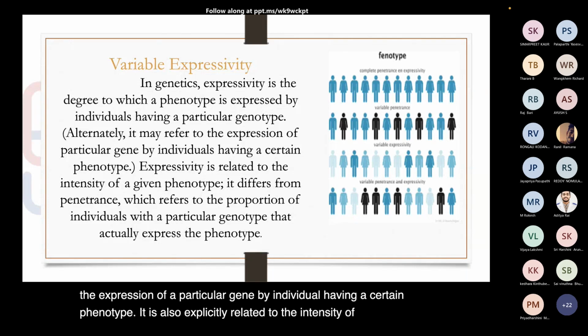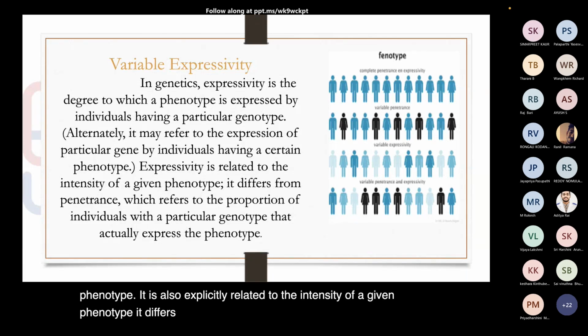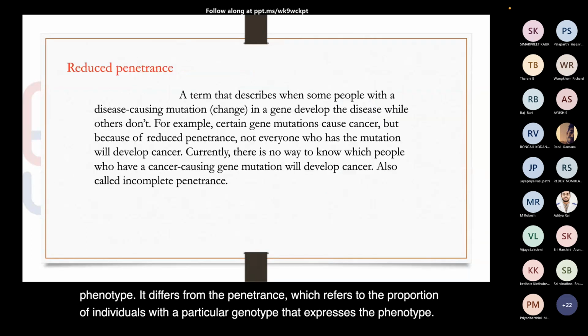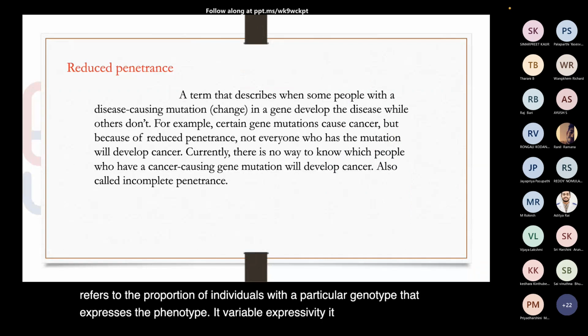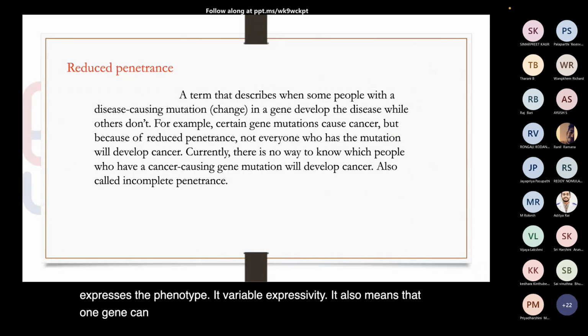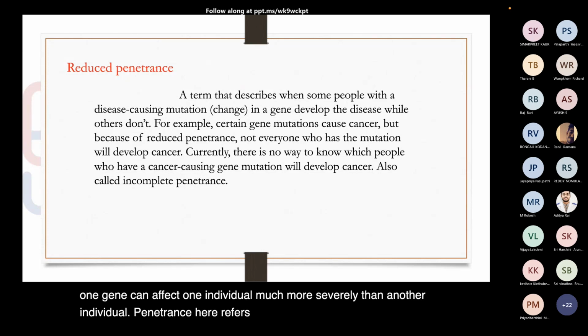It differs from penetrance, which refers to the proportion of individuals with a particular genotype that actually express the phenotype. Variable expressivity also means that one gene can affect one individual much more severely than another individual. Penetrance here refers to the proportion of individuals whose phenotype matches their genotype.